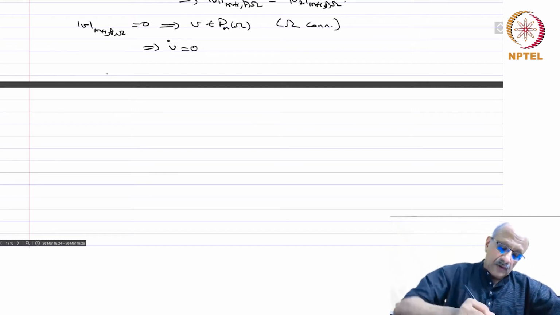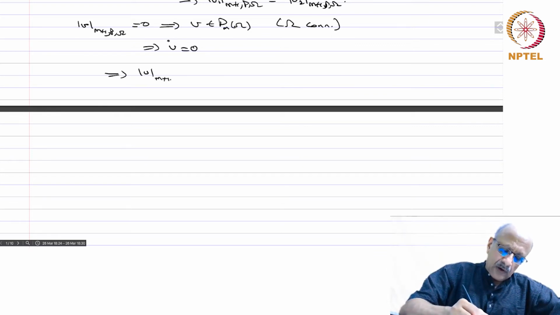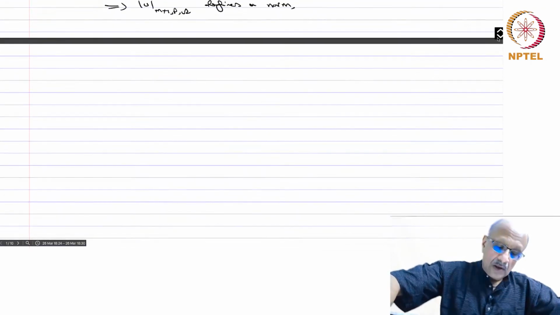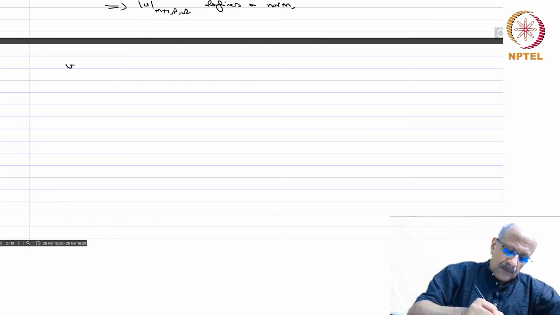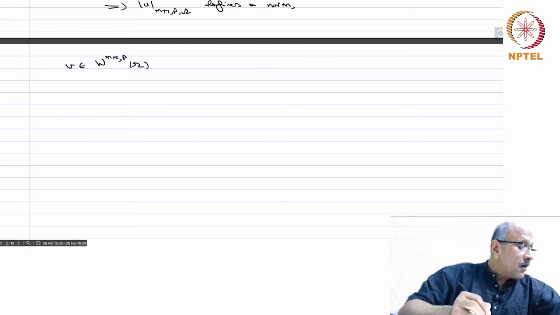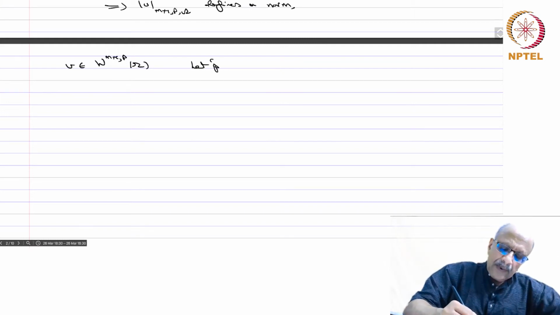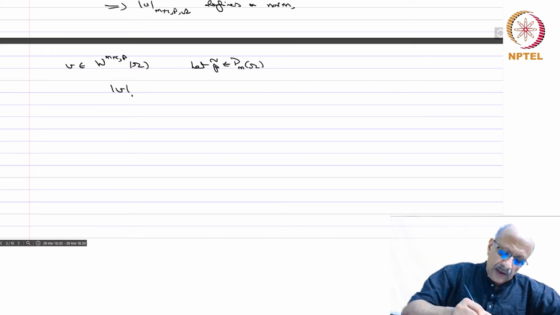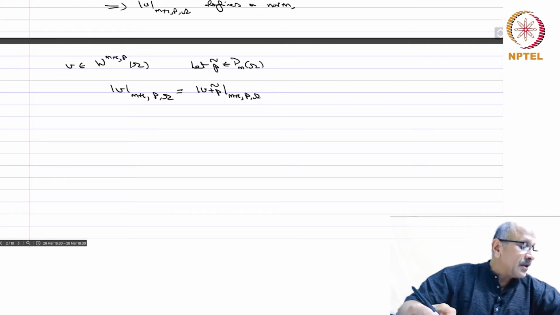So this implies that |||v|||_{m+1,p,Ω} defines a norm on the quotient space. Okay. So now let us assume that v belongs to W^{m+1,p}(Ω). Then let p̃ belong to P_m(Ω), a polynomial of degree less than or equal to m. Then |v|_{m+1,p,Ω} is the same as |v + p̃|_{m+1,p,Ω}, because adding p̃, a polynomial of degree m, changes nothing.